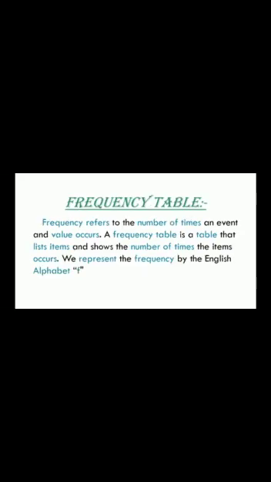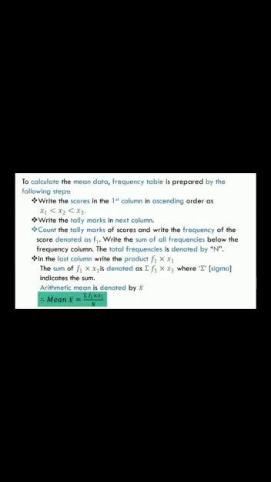Frequency table. Frequency refers to the number of times an event or value occurs. A frequency table is a table that lists items and shows the number of times the items occur. We represent the frequency by the English alphabet F. Now children, to calculate the mean of data, a frequency table is to be prepared. To prepare a frequency table, we have to follow a few steps.